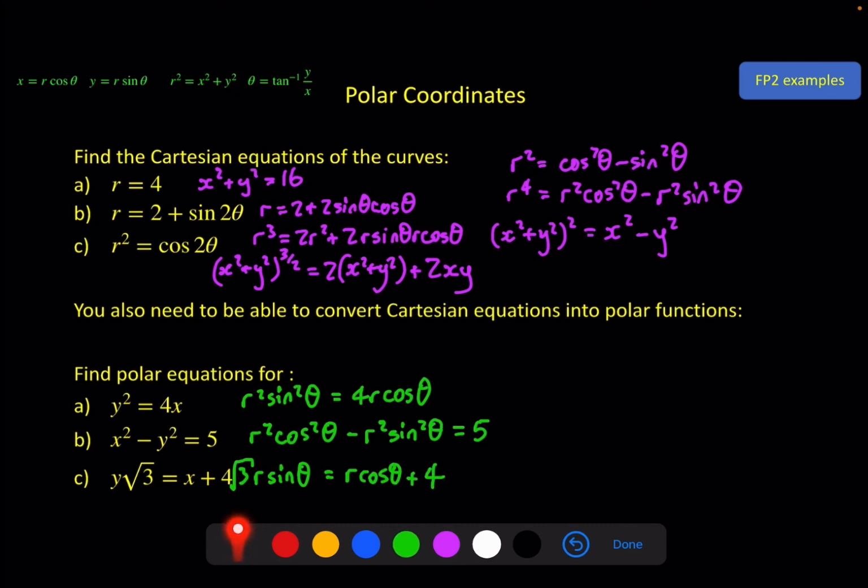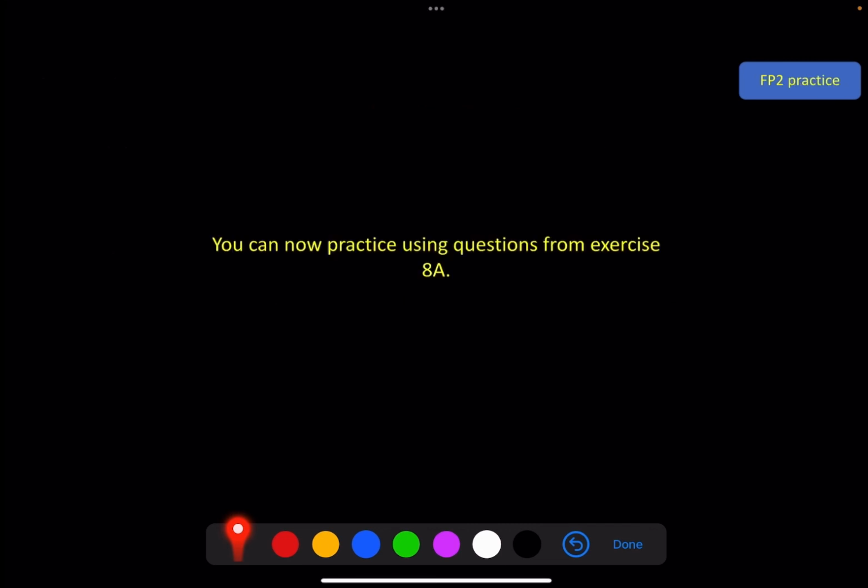So changing from Cartesian equation into polar equations is generally much easier. Changing from polar equations to Cartesian equations can require a little bit more work because you need to manipulate to get one of these things. So you can substitute out to get x squareds, y squareds, x's and y's. And that should be enough now for you to have a go at the questions in exercise 8a. And maybe I'll see you in the next video.